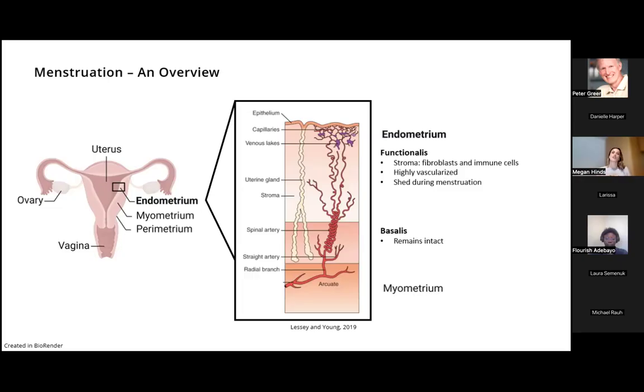And then we have the functional layer or the functionalis, which is the thicker innermost mucosal layer. When it's fully intact, it consists of a dense stroma rich in fibroblasts and immune cells, and it is highly vascularized by these spiral arteries. And this functionalis is the part that is shed and regenerated over the course of one menstrual cycle, as all cells in the functionalis, be they stromal cells or vascular cells, are highly sensitive to shifting hormone levels.